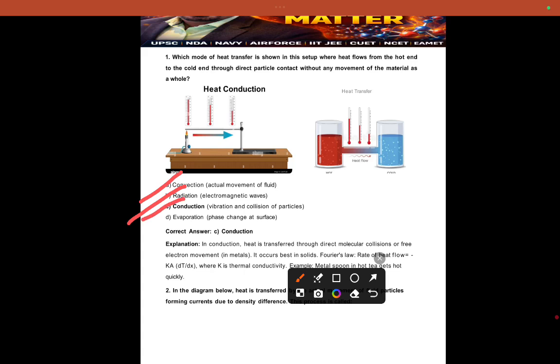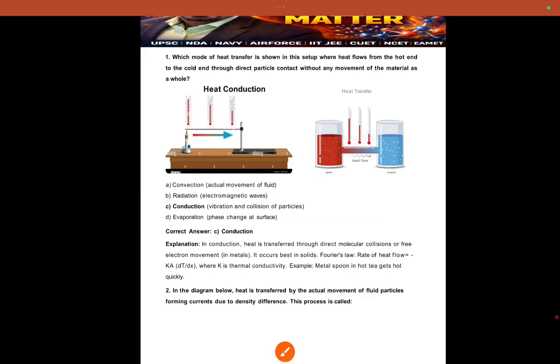Convection is the actual movement of the fluid. Fluids, like gases and liquids, have a flowing property. Radiation needs no contact. In conduction, there is vibration of the particles and collisions.